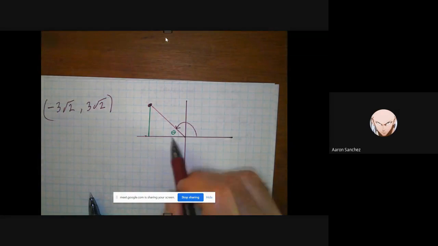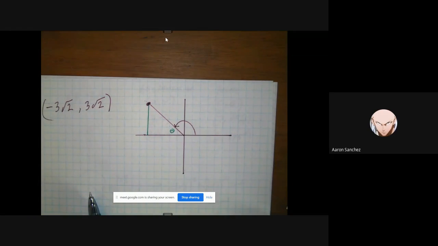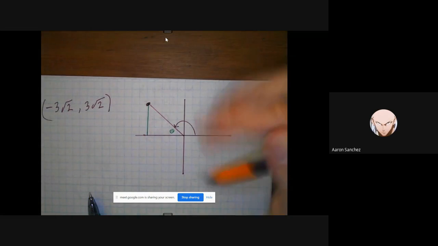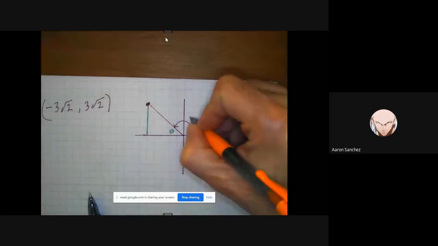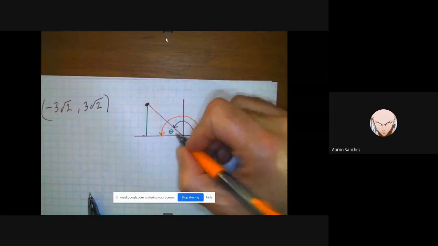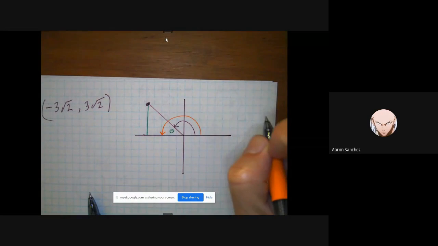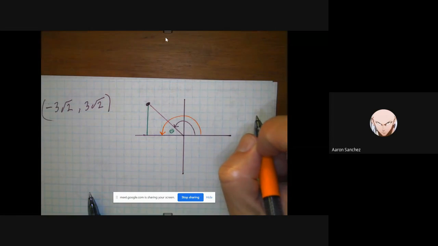We don't want theta, but theta is going to help us find it. How it's going to help us is we're going to take the bigger angle all the way around. That's the big angle. And if we take away theta from that, we'll get the purple angle there, right? Okay, so let's find theta.